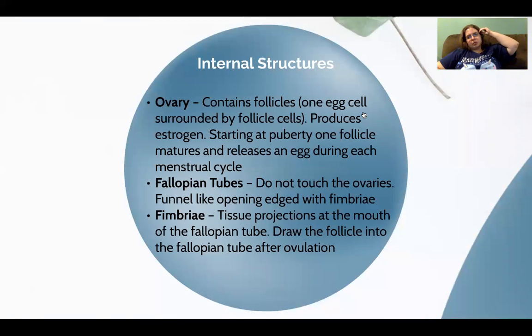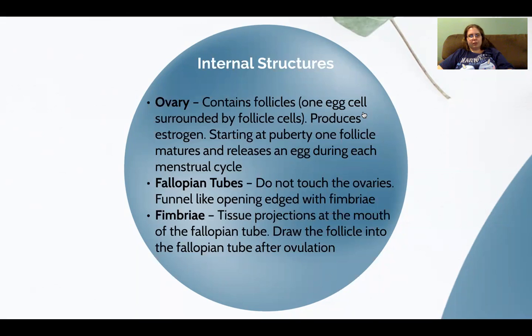So first, let's talk about some of the internal structures. We mentioned that there is the ovary. This is what contains follicles, which is an egg cell surrounded by follicular cells. It is a reproductive organ, but it also produces estrogen. So it doesn't just hold the eggs, it also produces one of the main hormones involved, which is estrogen.